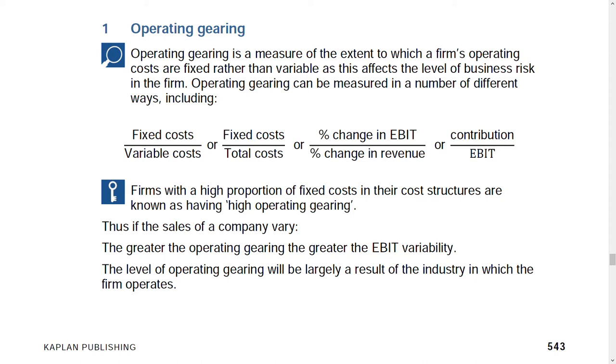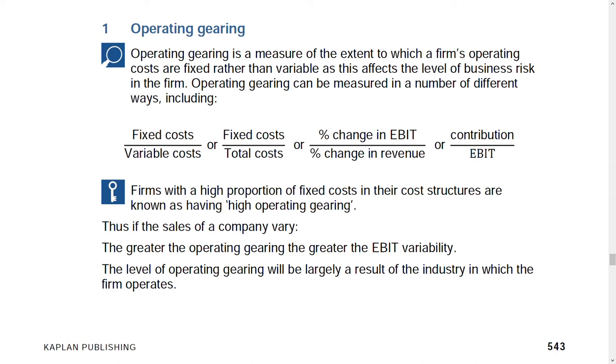Now please understand, now you'll be able to understand that definition from below. Firms with a high proportion of fixed costs in their cost structure are known as having high operating gearing. What does it mean? Say you are in a business and you have both types of cost, fixed and variable. Out of it, let's say 80% are your fixed cost already, only 20% is variable cost. That means you have a very high operating gearing. The higher the fixed cost in your cost structure compared to the total cost, the higher your operating gearing. That's how you interpret it.